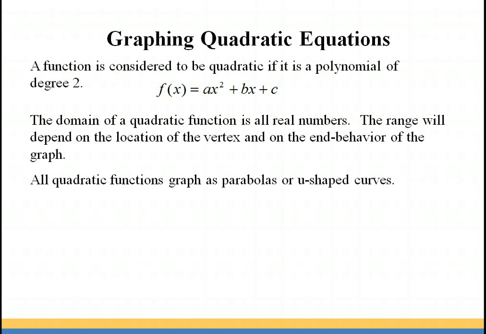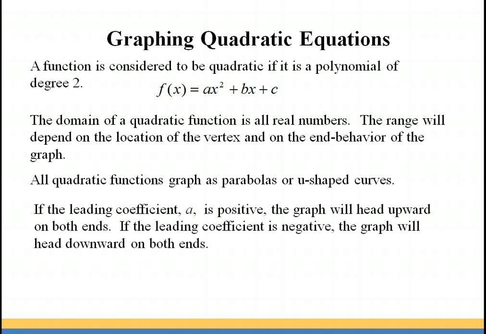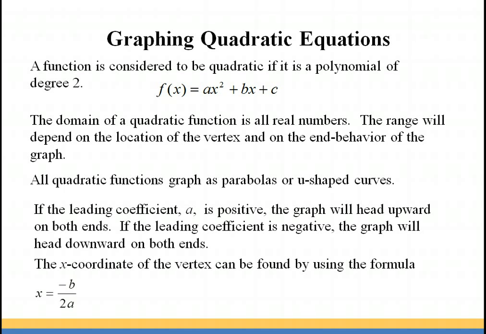All quadratic functions graph as parabolas, or U-shaped curves. If the leading coefficient a, or the coefficient of x squared, is positive, the graph will open up on both ends. If it is negative, it will open down on both ends. You can easily find the vertex of a parabola by using the formula x equals negative b over 2a, where b is the coefficient of x and a is the coefficient of x squared.